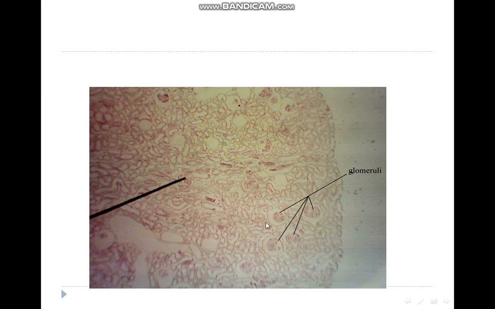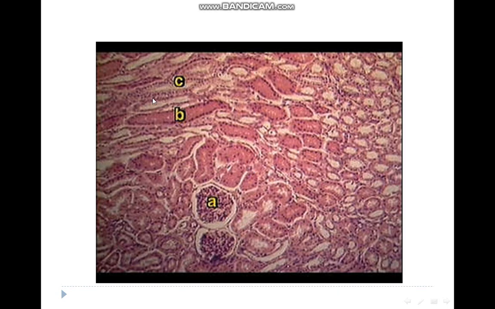Also within the cortex, we can see extensions from the medullary region in the form of extensions of collecting tubules. These are called medullary rays. These are found in the cortex in between the glomeruli and the convoluted tubules. In higher magnification, we can differentiate in the cortex the presence of renal corpuscles and part of the collecting tubules. This is a collecting tubule part that extends toward the cortex, called the medullary ray, while this is a convoluted tubule, a proximal convoluted tubule.